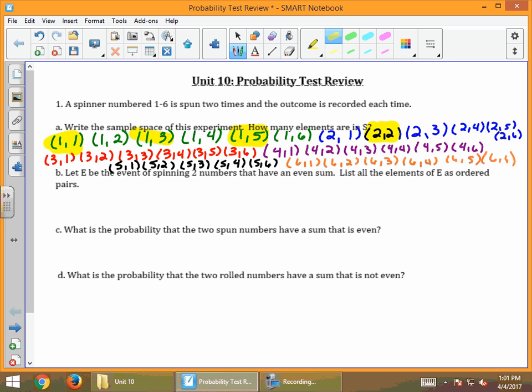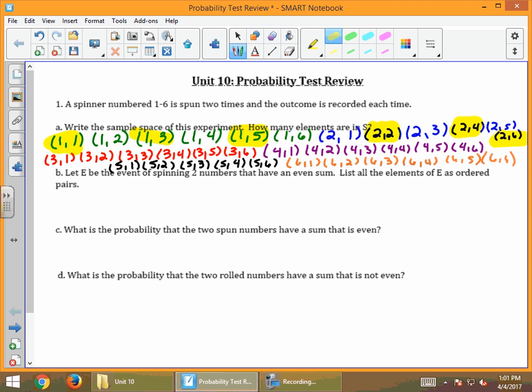That's even. 2 plus 3? 2 plus 4? That works. That's an even number. 2 plus 5 is 7, but 2 plus 6 is 8. Okay. And a little hint when you're adding two numbers, two odds add to an even, and two evens add to an even.